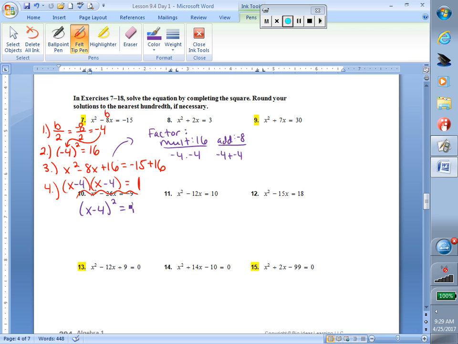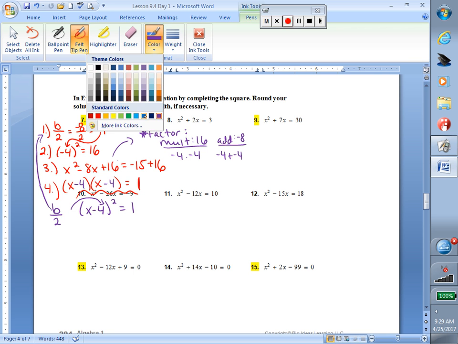One nice little shortcut here, if you don't want to always have to do the multiply add, notice that this number in the parentheses is the same number when we had b divided by 2. So that can make things a little bit quicker for you when factoring. This number in the parentheses is the same as our b divided by 2. It's the same as our step number 1.